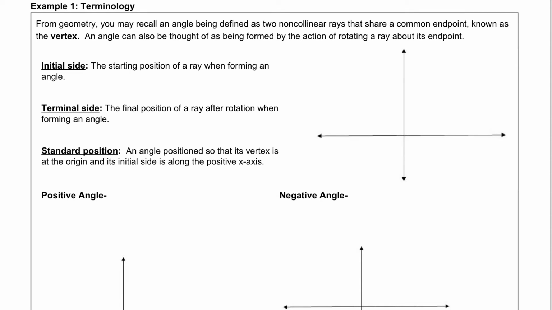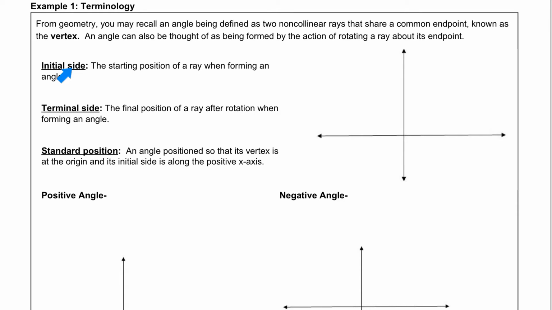In example 1, we're going to go through and talk about just some terminology, some background information about angles before we move forward. From geometry, you may recall an angle being defined as two non-collinear rays that share a common endpoint, known as the vertex. An angle can also be thought of as being formed by the action of rotating a ray about its endpoint. What we're going to be doing in this chapter is dealing a lot with forming angles on our coordinate system.